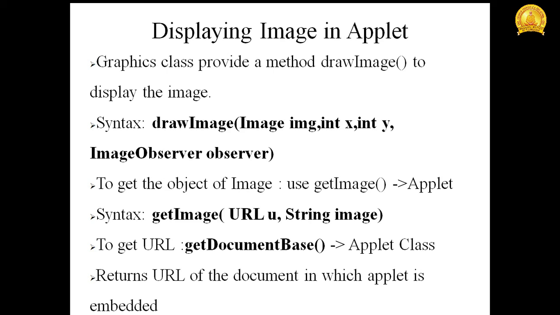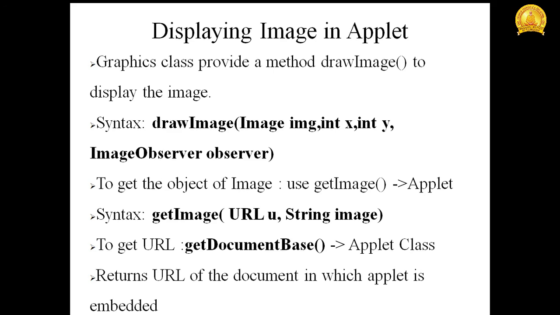Now the syntax of drawImage: drawImage takes 4 parameters. The object of Image class, X and Y coordinate, then the object of ImageObserver class. So these are the 4 parameters in drawImage. Now the first parameter, how to get the object of Image class? To get the object of Image class, we can use the getImage method of the Applet class. There is a method called getImage, which is defined by the Applet class.